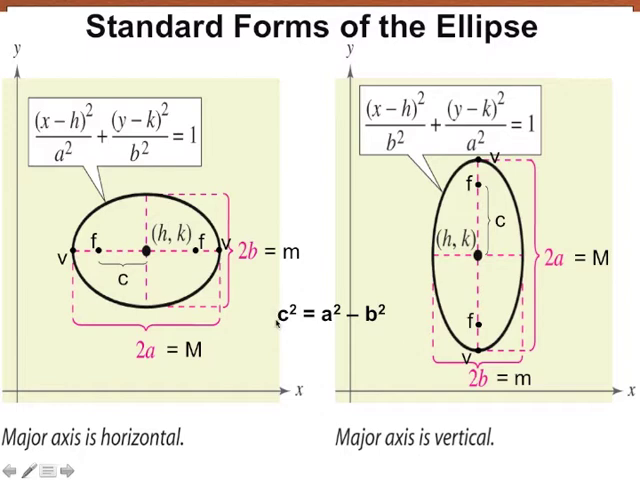For an ellipse, c squared equals a squared minus b squared. So c squared, or the distance from center to focus squared, equals a squared, or half the major axis squared, minus b squared, or half the minor axis squared. c squared equals a squared minus b squared relates all three ingredients of an ellipse.